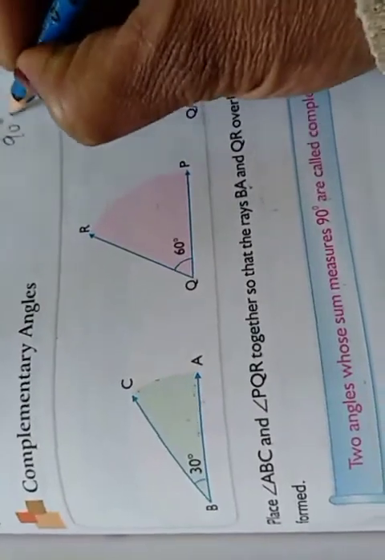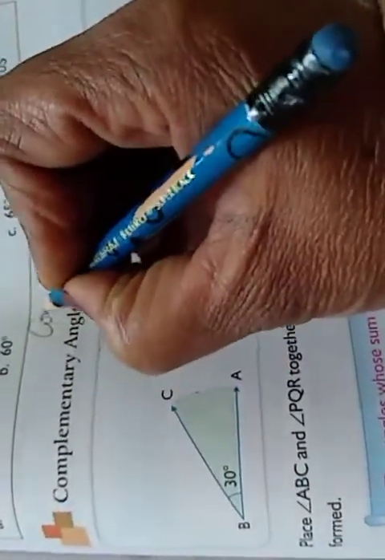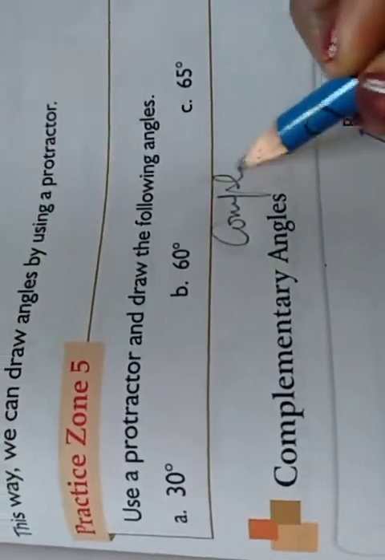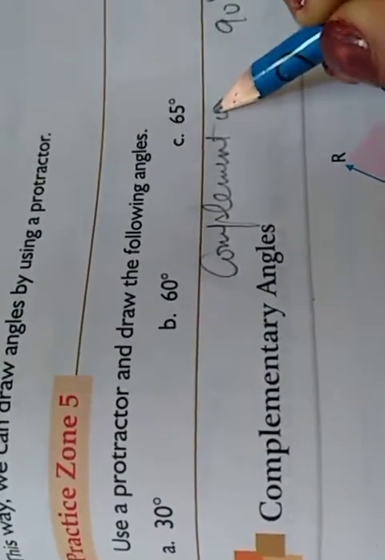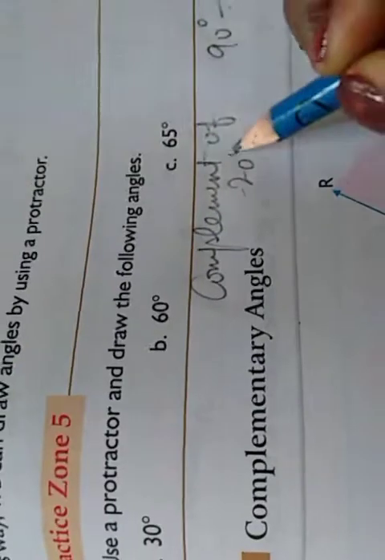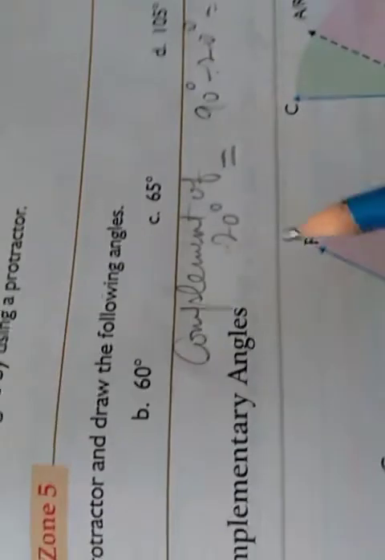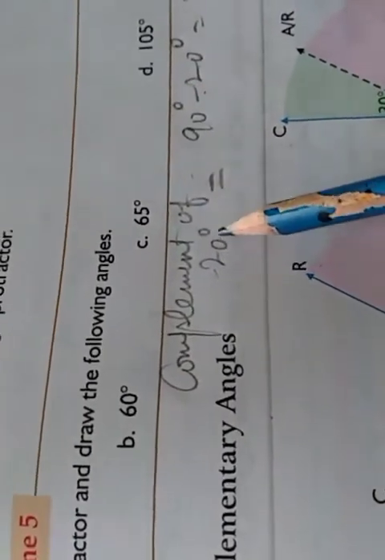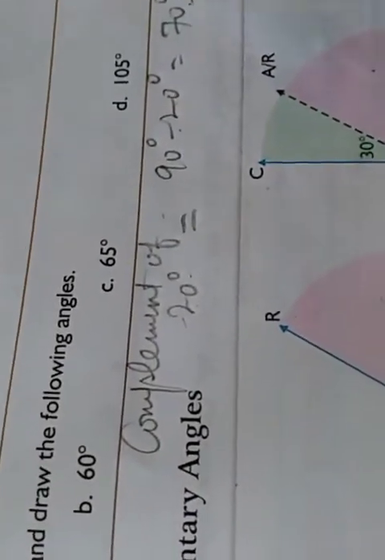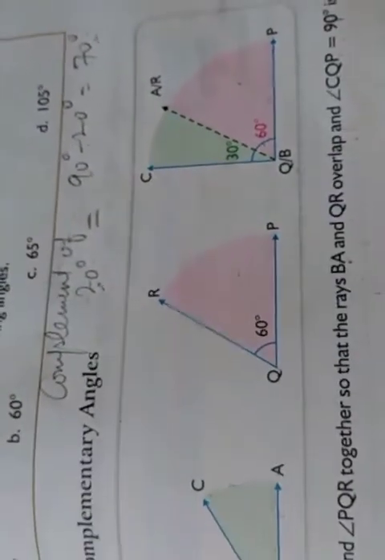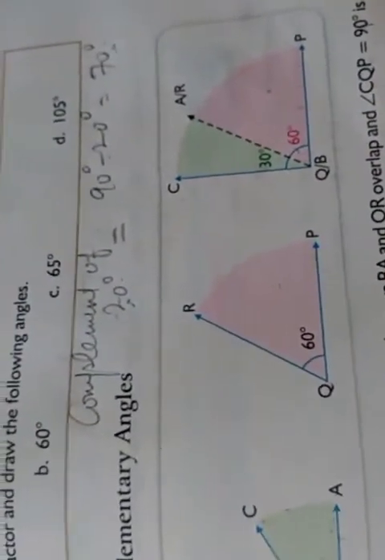If you are given, what will be the complement of 20? You will subtract 20 from 90, so you write complement of 20 will be is equal to 90 minus 20 is equal to 70. So complement of 20 angle will be 70. Then the sum of both 20 and 70 will be equal to 90. When complement of an angle is asked, you will subtract the given angle from 90.